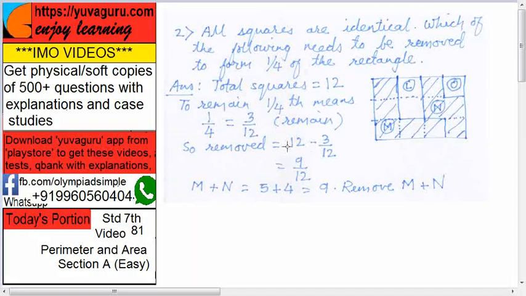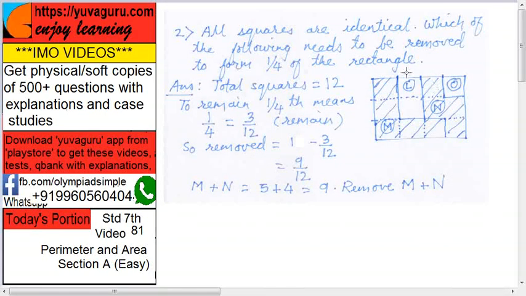So that is what? 9 upon 12. 12 minus 3 upon 12. So it should be 1 minus here. Remaining is 3 upon 12. So removed means 1 minus 3 upon 12. So 12 ones are minus 3, 9 upon 12. So 9 upon 12 are to be removed. So 9 are to be removed.